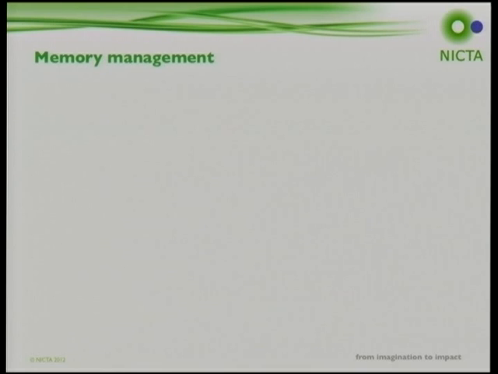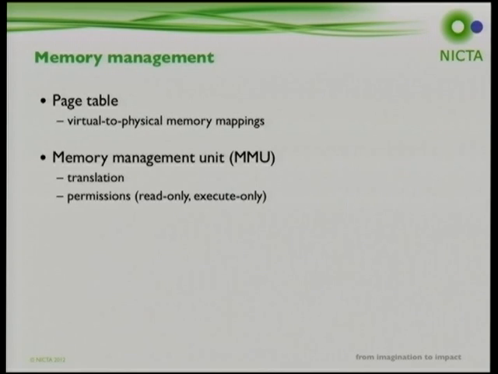Memory management is all about creating virtual address spaces for user space applications and controlling how they map to physical memory. For each address space, we need a page table. This defines these mappings. And in order to do these translations, we need a piece of hardware called a memory management unit. The MMU does the translations and often does permission checking as well, so it can restrict pages to being read-only or execute-only.